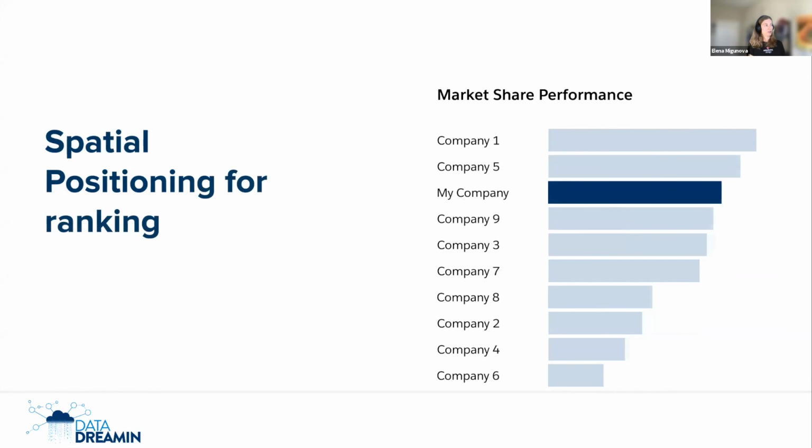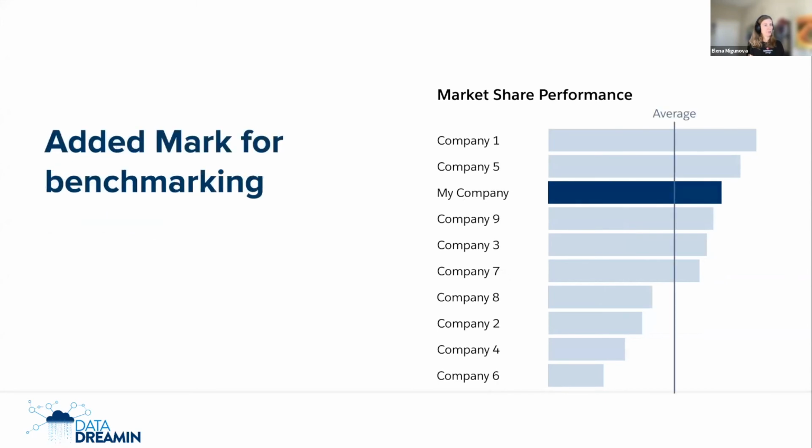We can make it easier by applying spatial positioning, in this case really just sorting our chart. Now I can clearly see that my company is number 3 out of other companies. But I can tell an even richer story if I add a benchmarking mark, right? So now that I added this average mark, I can clearly tell that my company is not just number 3, but it's actually doing really well because it's well above average and it's above a few other companies. So completely different story, right?